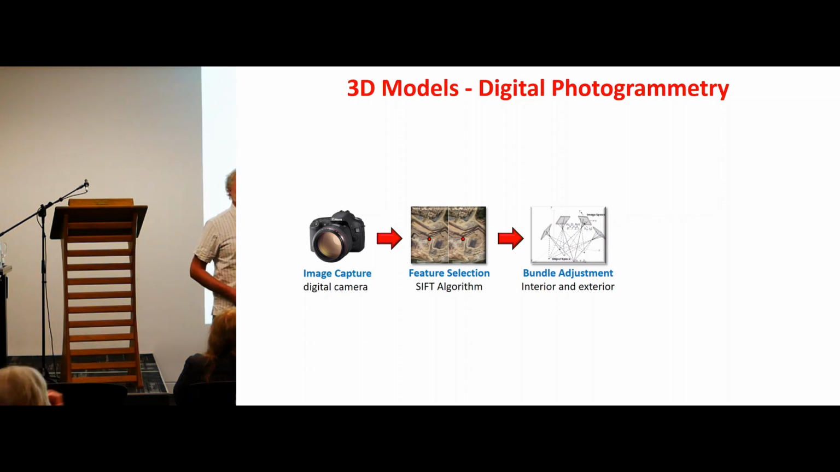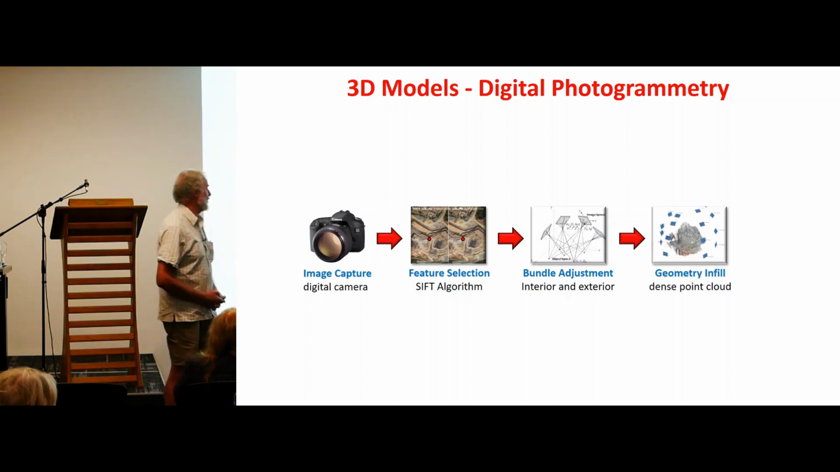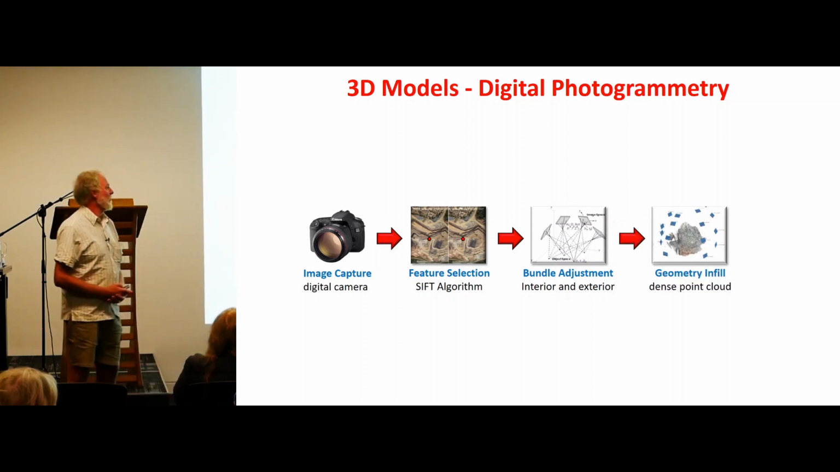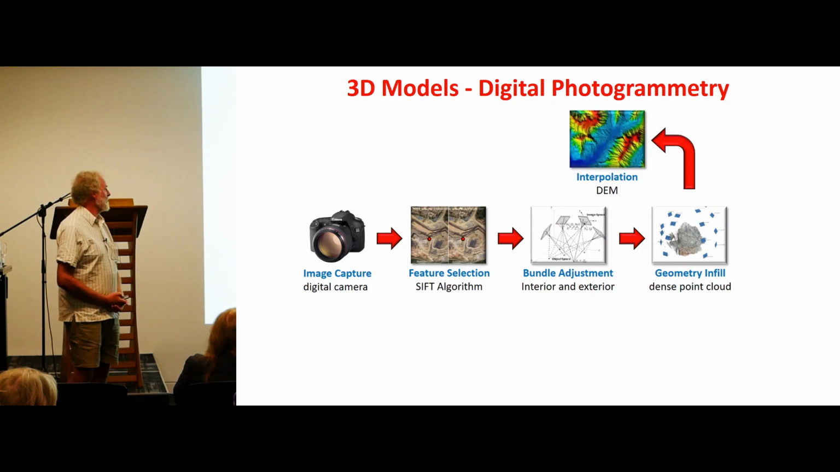So you might think this is a really hard mathematical problem. But the SIFT algorithm can find tens or hundreds of thousands of common points. And by doing that with a lot of mathematics, we can then work out where all the cameras are in space, and from that reconstruct the geometry. So we then infill the geometry to make something called a point cloud that I'll show you in a minute.